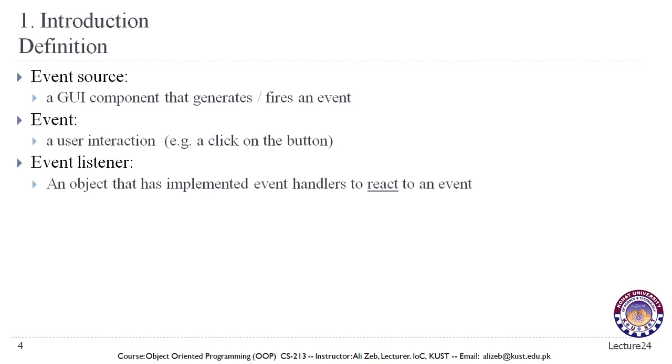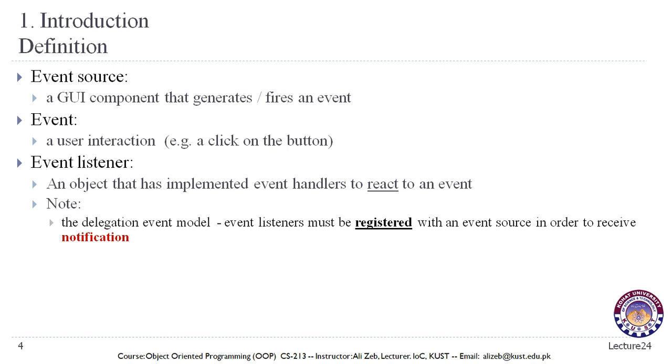Event listener is an object that has implemented event handlers to react to an event. So an event listener for a button would be, for example, when we click on the button, it should have a click event listener, a mouse listener object that should handle what we want the button to do.